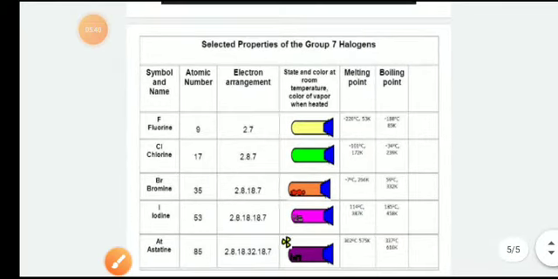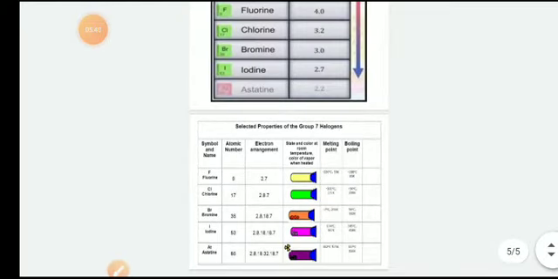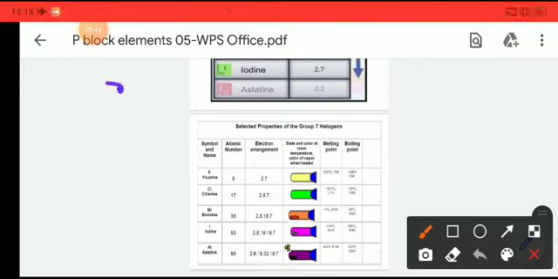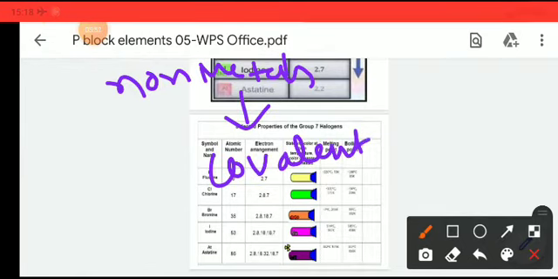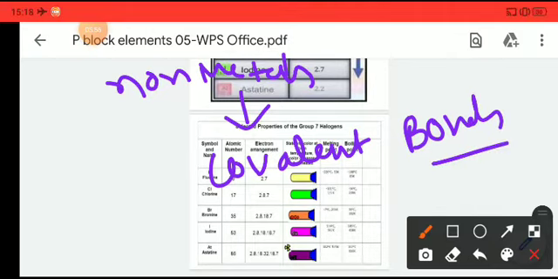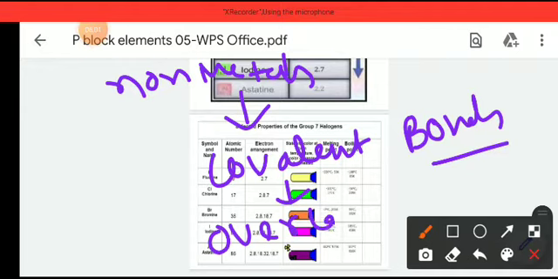And here it is very much important to know that group 17 elements are mainly non-metals. So non-metals mainly form covalent bonds. Covalent bonds mainly depend on the overlap. The higher the overlap, the greater the covalency. And if the covalency is higher, then the bond strength is higher.